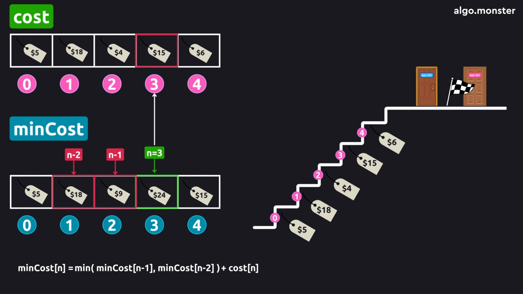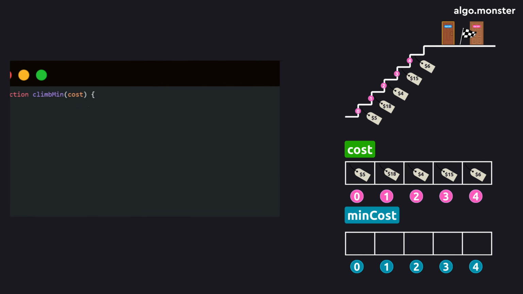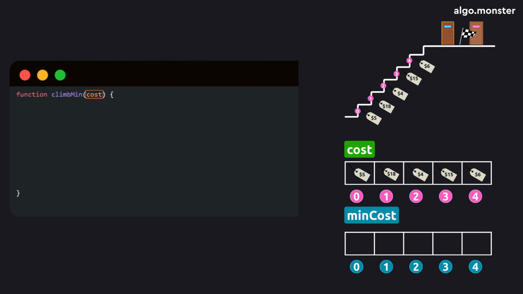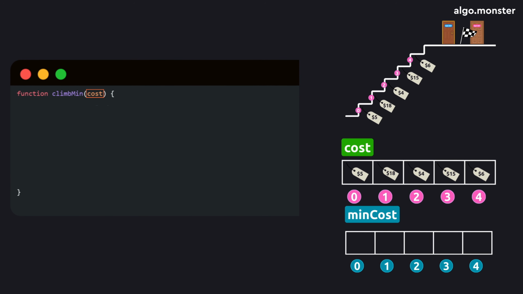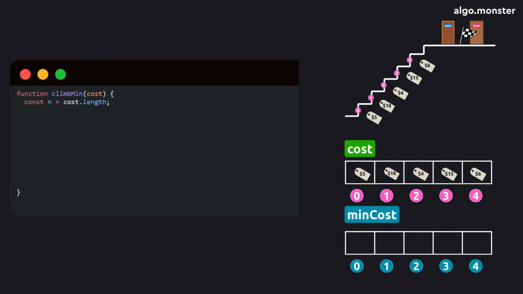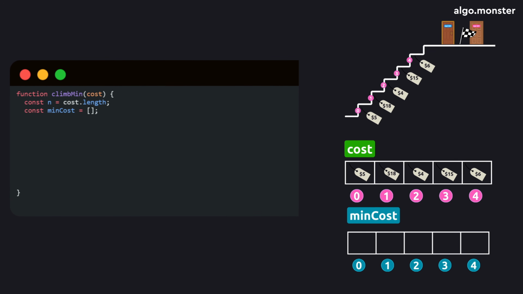Now that we've figured everything out conceptually, let's translate this idea into an actual solution. We start by defining a function. As input, it receives the cost array, which contains the prices for each stair. This is exactly what the problem gives us. For convenience, we first store the length of this array. This tells us how many stairs there are in total. Next, we create the min-cost array. This is where we'll store the minimum total cost required to reach each stair.